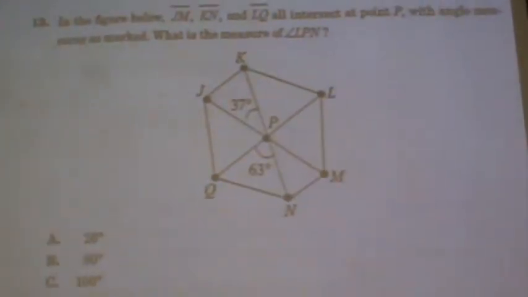Number 13, I like this question. This has to deal with straight lines and vertical angles. What did you learn about in geometry about vertical angles? 37, this would be 37. These are vertical angles. And this would be 63. These are vertical. What else did you learn?